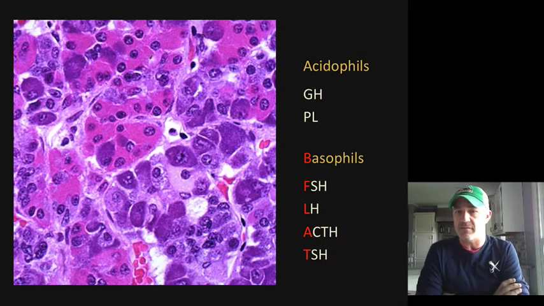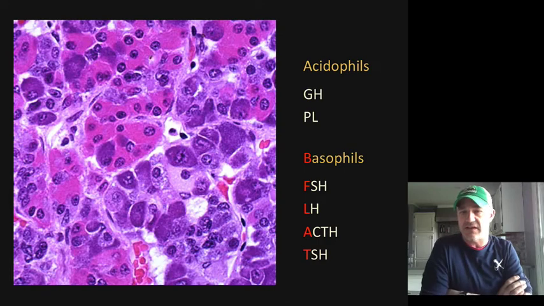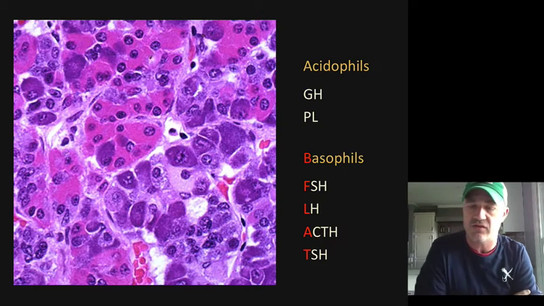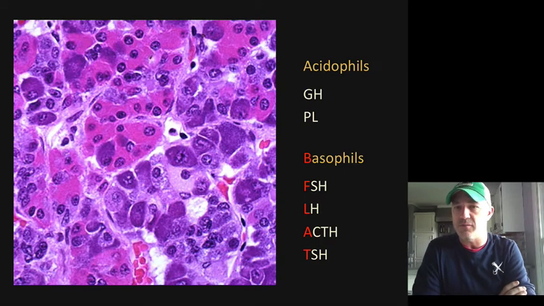Easy way to remember it is the basophils B flat, so they do FSH, LH, ACTH, and TSH. So if you can remember the note B flat, that would tell you it's basophils and the 4 hormones that they make.